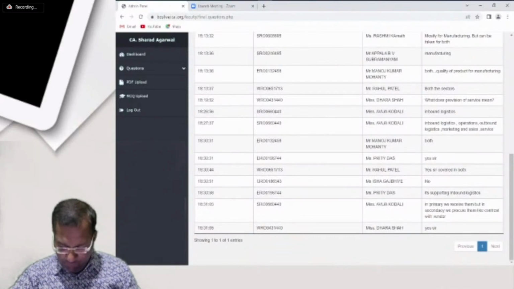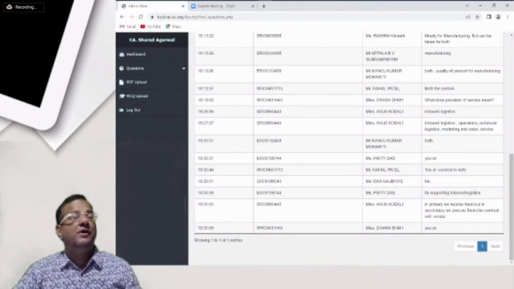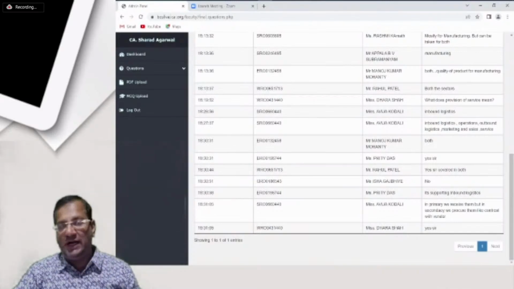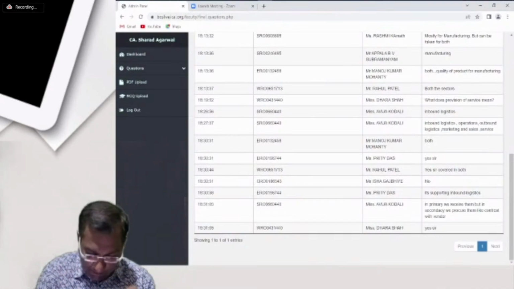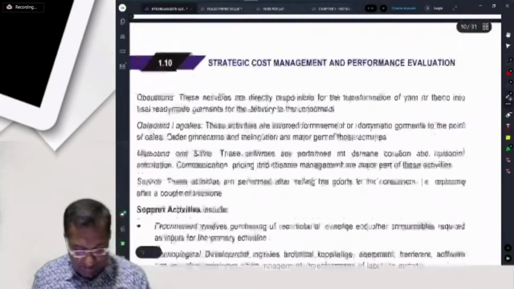Okay, very good. Avija and Isha have given me the correct answer. No, beta. The procurement of raw material is not covered in both the activities. The procurement of raw material is only and only covered in the support activity, that is the secondary activity. Please listen to the word very carefully, beta.